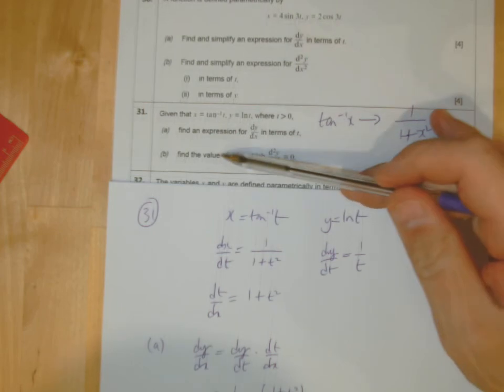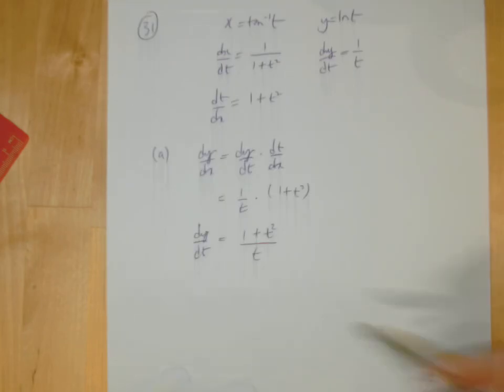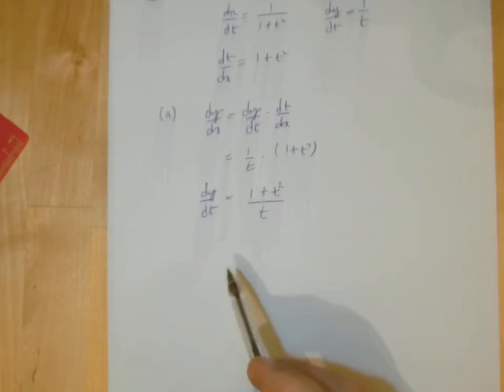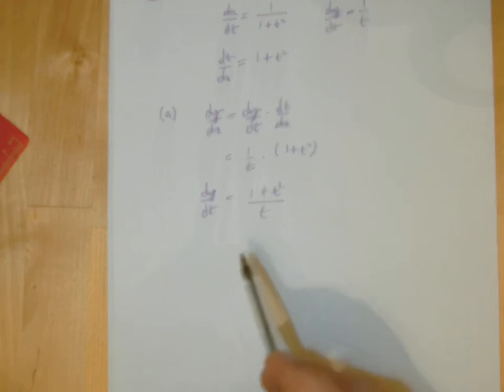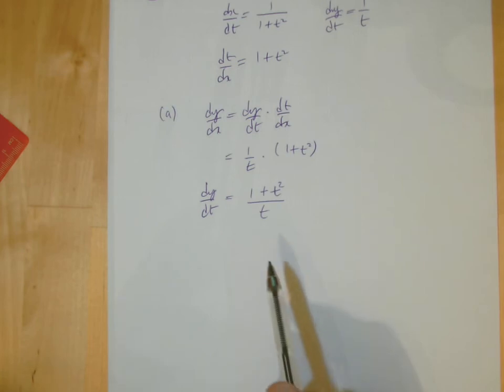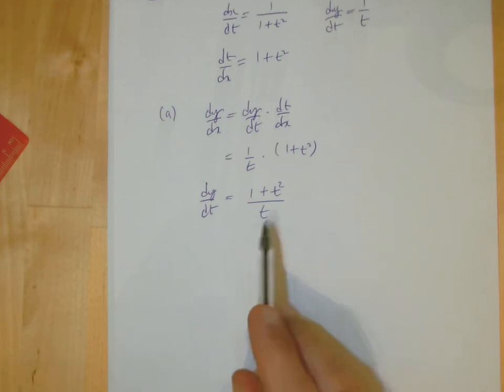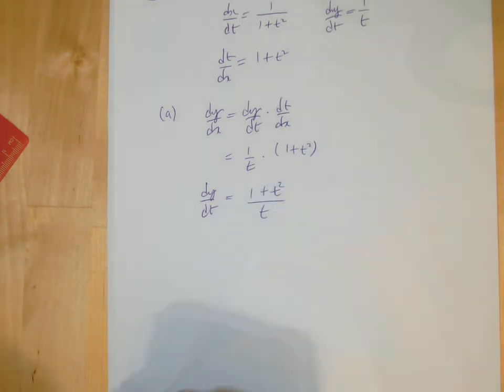Part B then says find the value of x for which d2y/dx squared is equal to 0. So we need the second derivative here. We need to differentiate this again. If we differentiate this again, we need to think carefully about how to go about this. What I would do here is split this up because it'll be a lot easier. You can think of it as a quotient if you want.